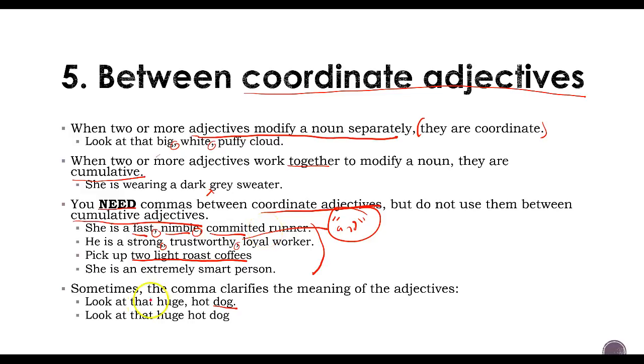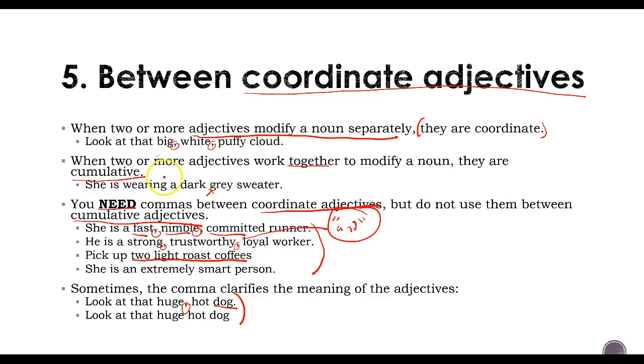But if we don't put the comma in, look at that huge hot dog. Now, since huge and hot dog are working together, we're actually talking about a hot dog, like the kind of dog that you would see in a bun. So look at that huge hot dog. Right? So we have 2 totally different sentences because of this comma. One is a huge and hot dog. The other one is just a huge hot dog.